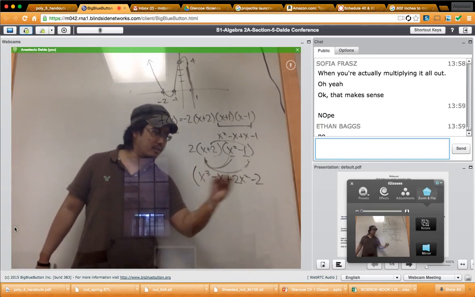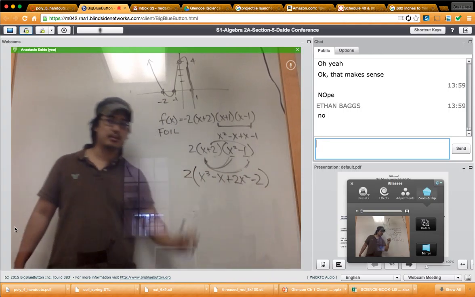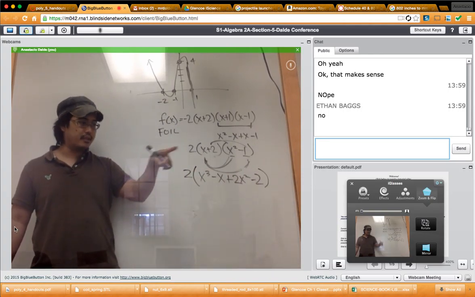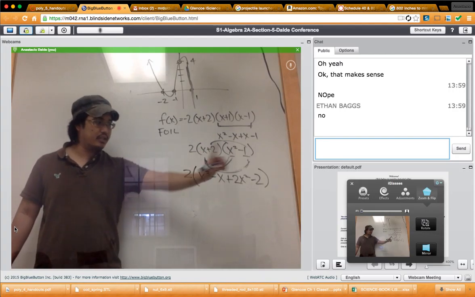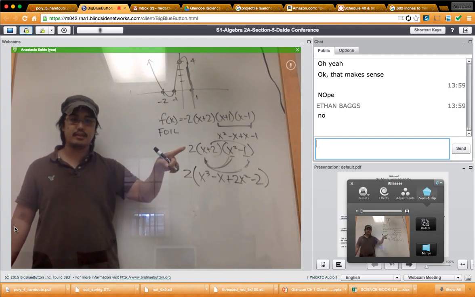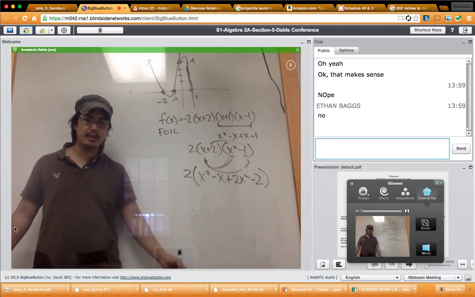Oh, I'm sorry. There's one more piece. There. I still have that 2 out in front. It's that same 2 out there. I'm just foiling this part over here, but that 2 is still there. Are we cool with that?